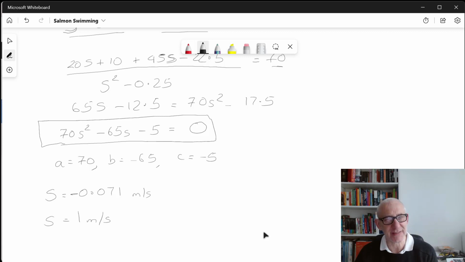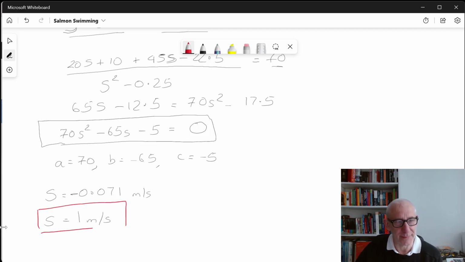And earlier on we decided that the fish must be swimming at least 0.5 meters per second, otherwise it would just go backwards in the water. So we select as our final answer that the fish must be going at 1 meter per second, which looks like a nicely prepared answer.